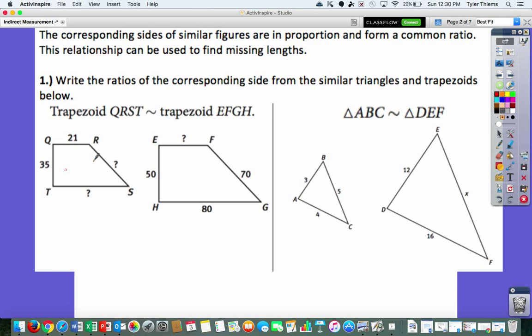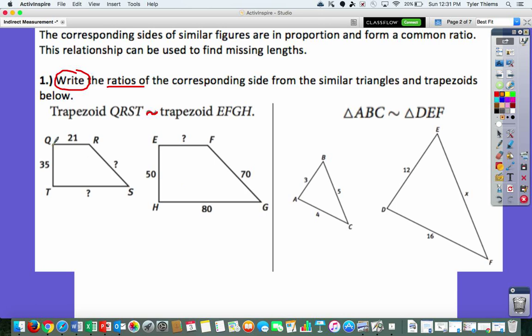So if we know that these two figures, and this is trapezoid QRST, is similar, this symbol right here means similar, is similar to the other trapezoid EFGH. What we're going to do is write the ratios of the corresponding sides from the similar figures, the trapezoids below. So first of all, let's look at this first similar figure here.